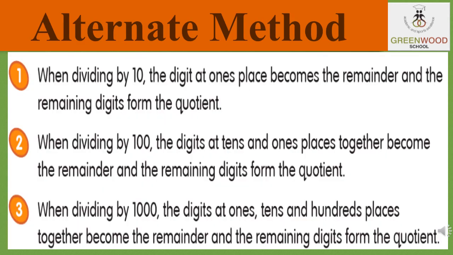Alternate method. Here is another method to directly divide a number by 10, 100 and 1000. First, when dividing by 10, the digit at ones place becomes the remainder and the remaining digits form the quotient. Second, when dividing by 100, the digits at tens and ones places together become the remainder and the remaining digits form the quotient. Third, when dividing by 1000, the digits at ones, tens and hundreds places together become the remainder and the remaining digits form the quotient.